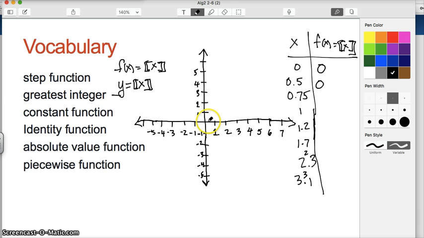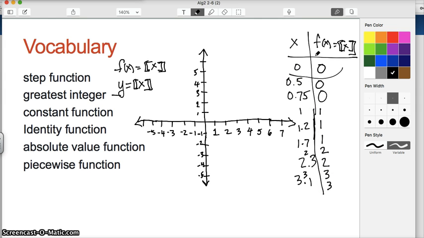So the integer that is closest to this guy, that is less than this guy, is going to be 0, not closest. And as soon as we get to 1, 1 is an integer. So the greatest integer that is equal to or less than 1 is 1. And then 1.2 would also be 1, and 1.7 would also be 1, whereas 2 is 2. 2.3 is 2, 3 would be 3, and 3.1 is 3.